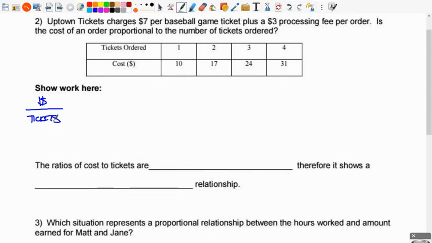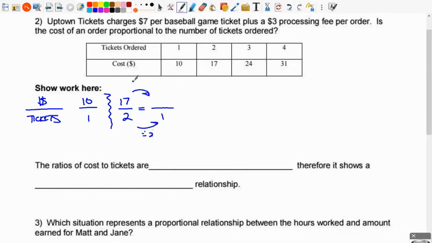And now we're going to look at all of our data. So from the first set of data in our table, the cost was $10, and that was for one ticket. 10 over 1 is already in simplest form. All right, so I'm going to go ahead and move on to my next set of data where I can see the cost was $17 for 2 tickets. Now, I need to figure out what the cost is for 1 ticket, so I'm going to have to divide both of these numbers by 2.